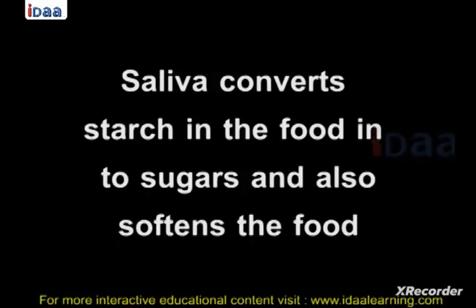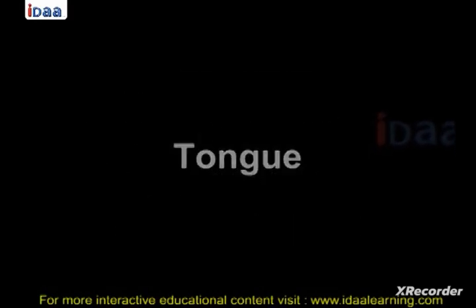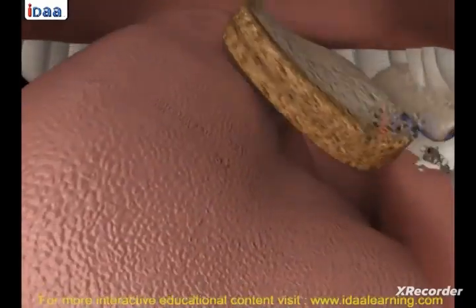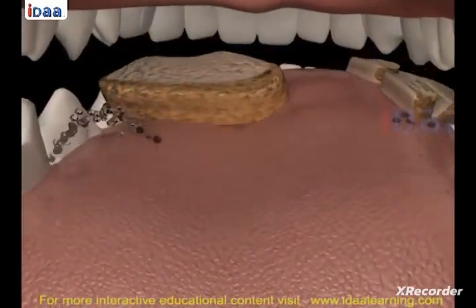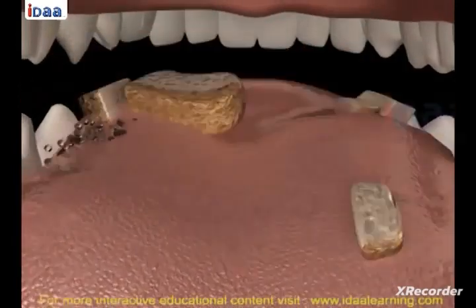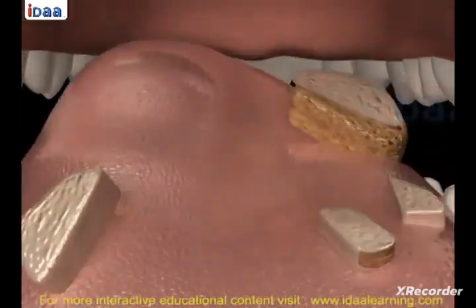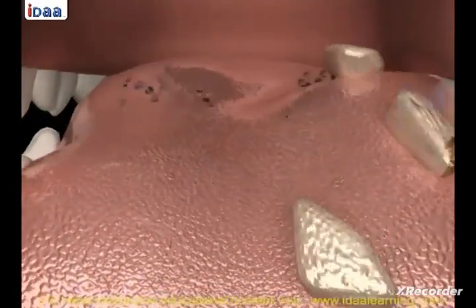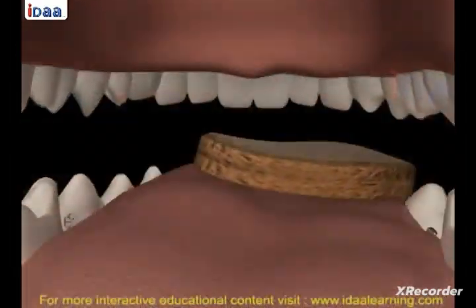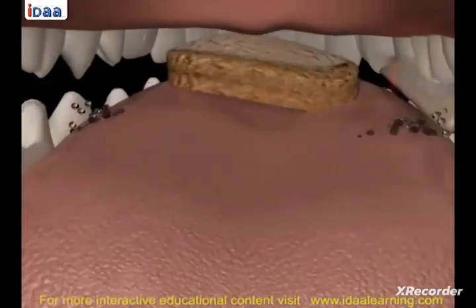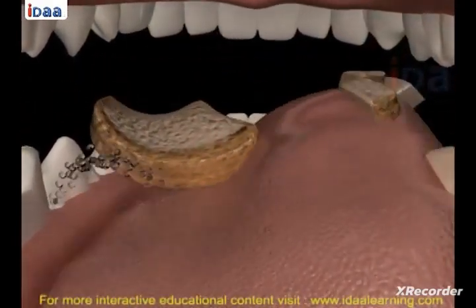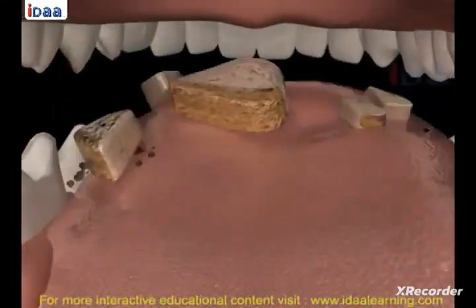Tongue. The taste of food can be detected by the taste buds present on the tongue. The tongue is a fleshy muscular organ attached to the floor of the buccal cavity. It is free at the front and moves in all directions. Taste buds appear as small bumps on the tongue and have different regions which help us enjoy different tastes.